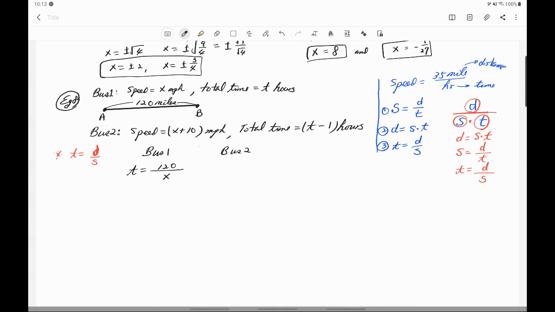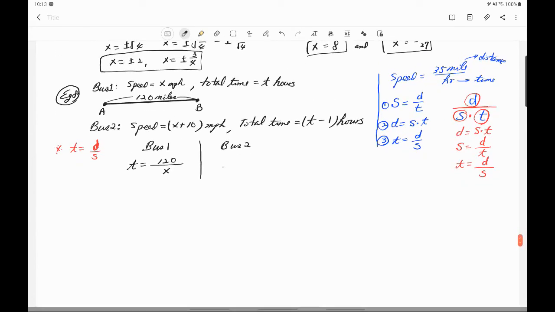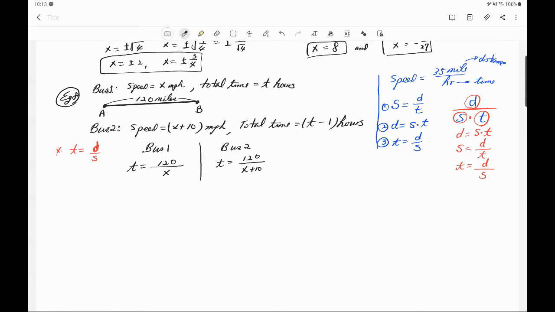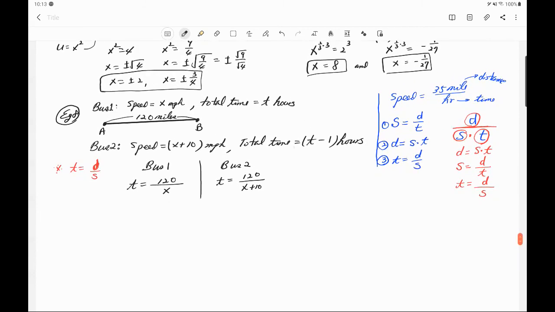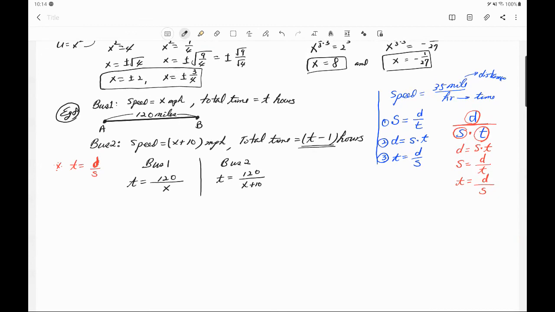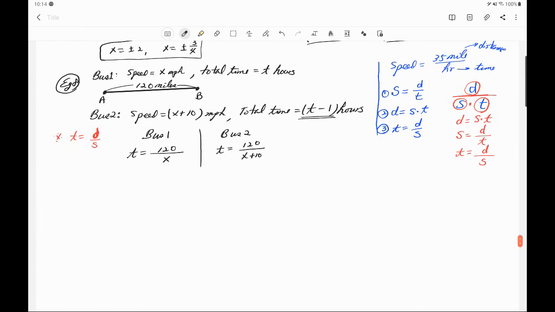And for the bus 2, the time that bus 2 took is the distance, 120 miles, divided by what? The speed. The speed is x plus 10 miles per hour, right? Okay, but as you see, the time is 1 hour faster than the time that the bus 1 took. So the time for the bus 2 was this one minus 1, right? Make sense?